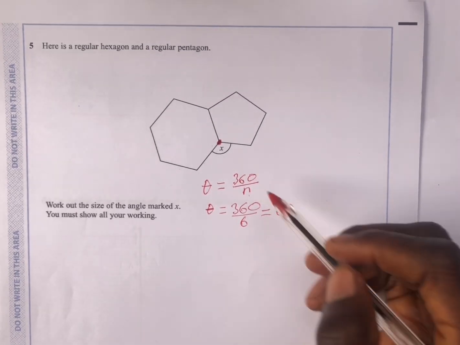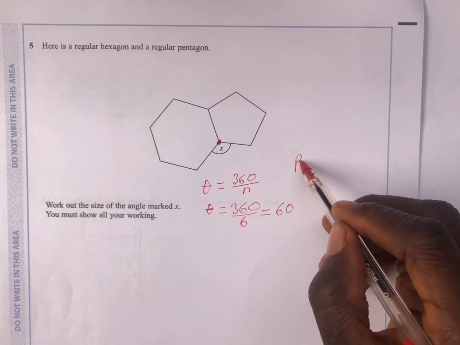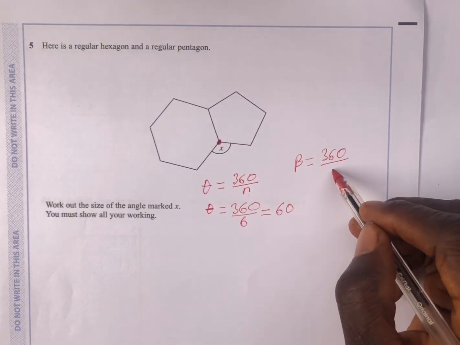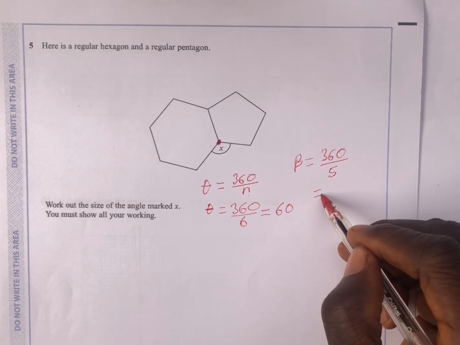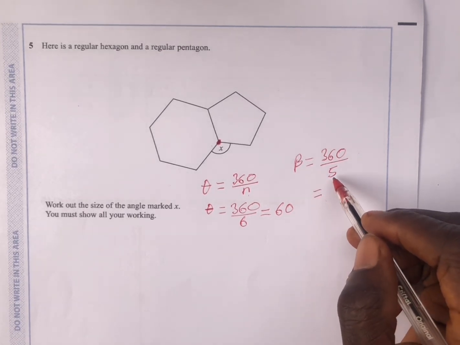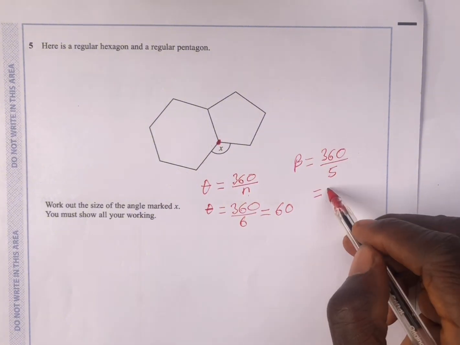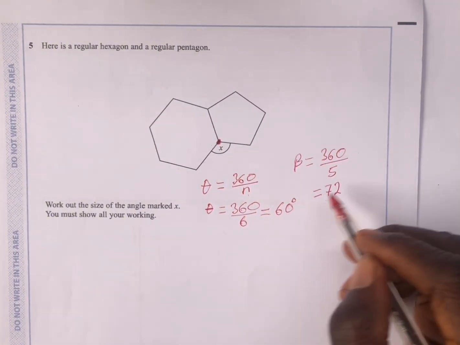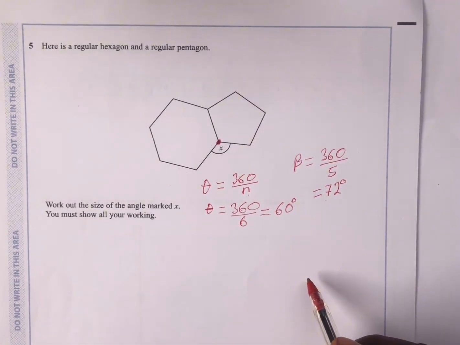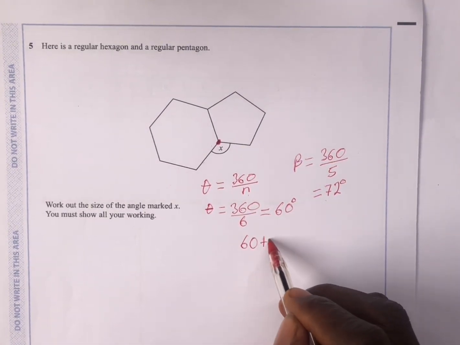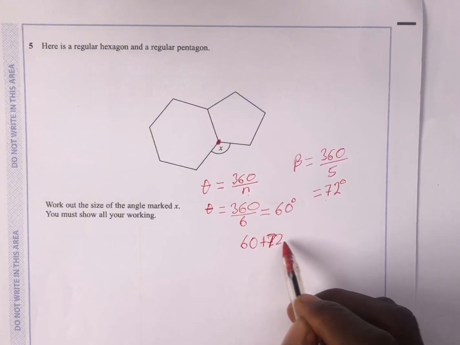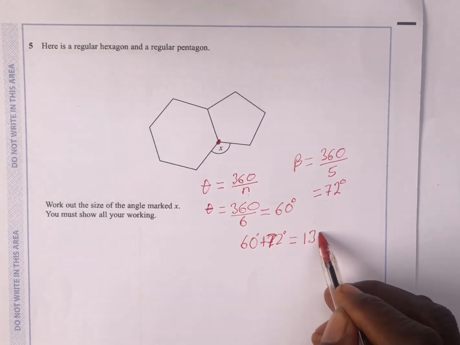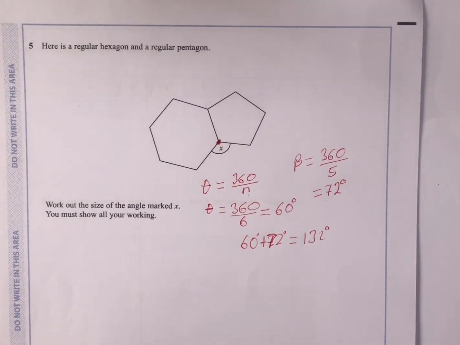And if we take the pentagon, let me name that one beta. Each exterior angle of the pentagon will be 360 divided by 5, which will be 5 will go into 36 7 times. Then that will be 2. So we have 60 degrees and 72 degrees. So if we add 60 plus 72 degrees, we get 132 degrees for X in a very simple way.